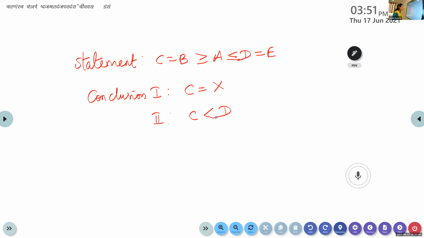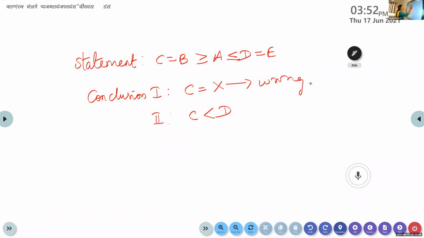Yes, Femina, you unmute and give the answer. What you're saying is correct there. What is the answer? C less than D. So first conclusion is wrong, isn't it? It is false. C is less than D. Is it correct? Femina, once again you check that one. Is it C less than D?